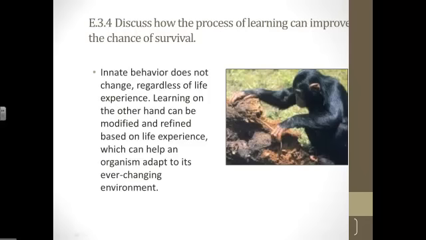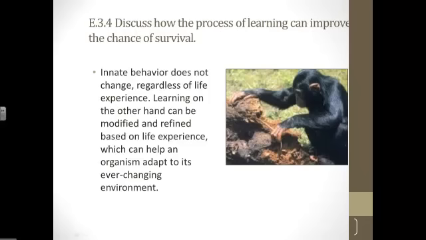What might be the problem with that? Well, remember, we have an ever-changing environment, and in order for us to evolve and survive and keep a presence here on Earth, we need to adapt. Well, how can you adapt if you have a pre-programmed fixed behavior that cannot be changed?